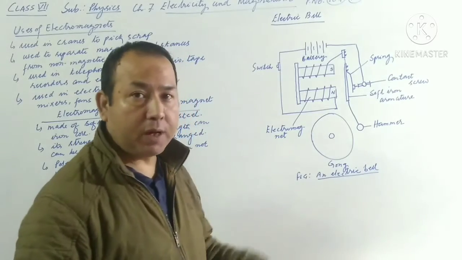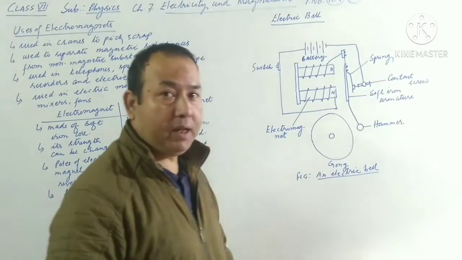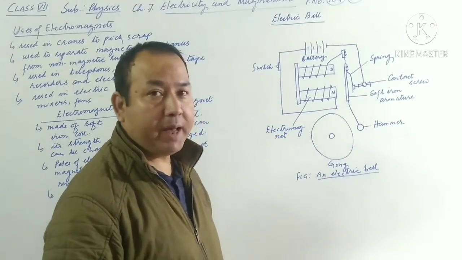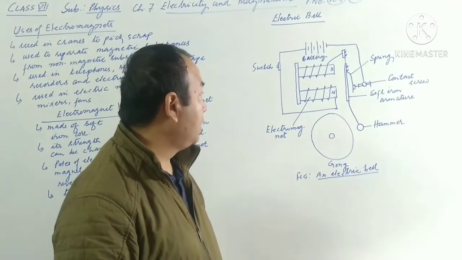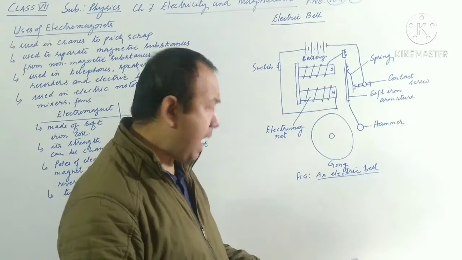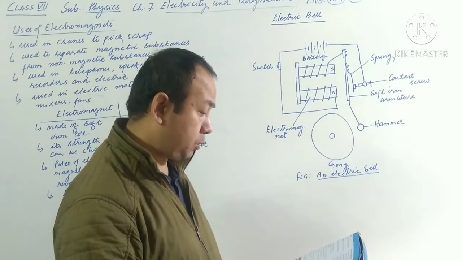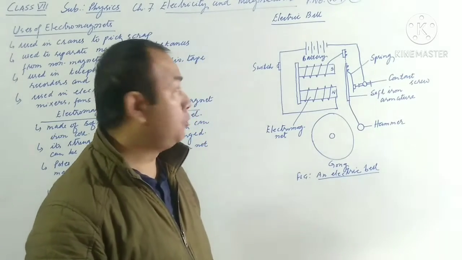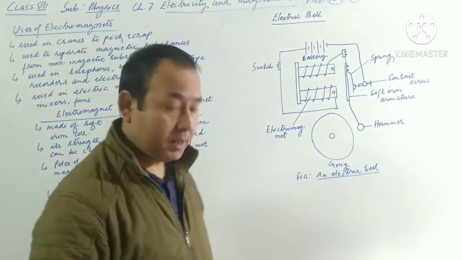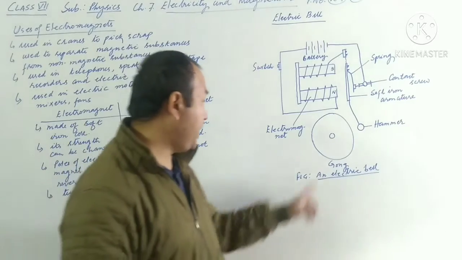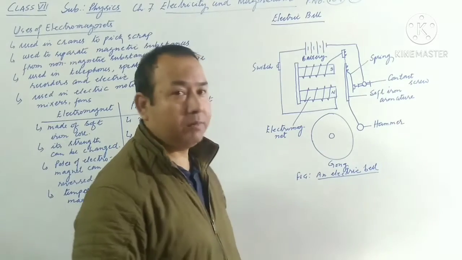The electromagnet is used to produce the magnetic field. The contact screw is used to break or make the electric circuit. Then comes the hammer, which is mainly made of steel, and the switch, that is, the push button. Then the battery to provide electricity, and the gong, which is mainly made of brass, to produce the sound. So these are the different parts of the electric bell.